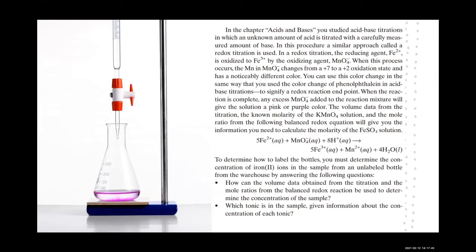In the chapter Acids and Bases, you studied acid-base titrations, in which an unknown amount of acid is titrated with a carefully measured amount of base. In this procedure, a similar approach, called a redox titration, is used.